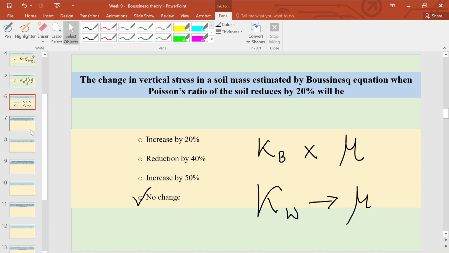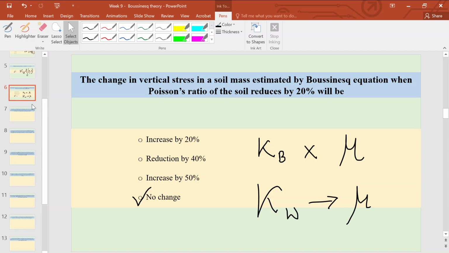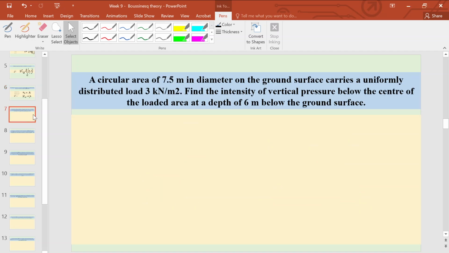Okay, so the short questions are done. Now the numericals. A circular area of 7.5 meter diameter at the ground surface carries a UDL of 3 kN per meter square. Find the intensity of vertical pressure below the center of the loaded area at a depth of 6 meter below the ground surface. Have you solved this question? 1.171 kPa, sir. Okay, how do you solve this?